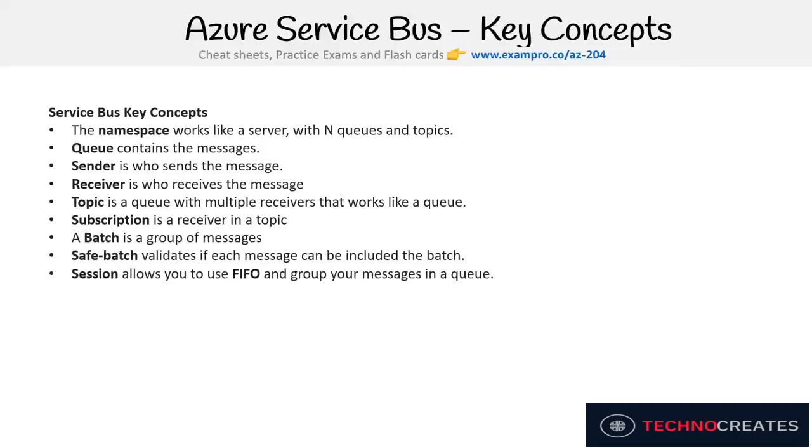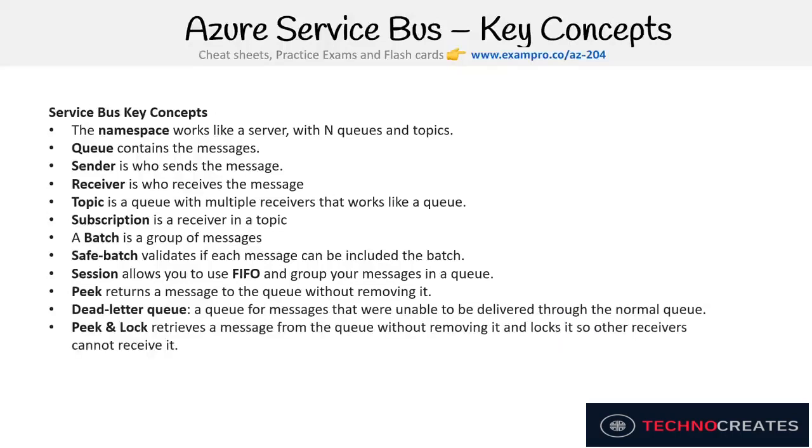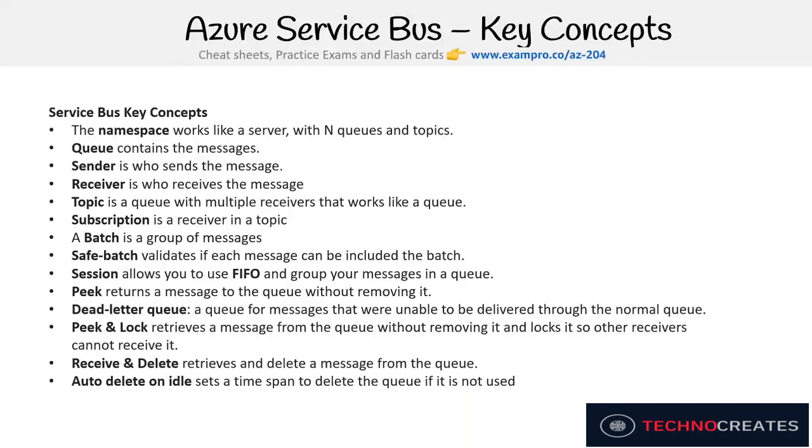Sessions allow you to use first in, first out, and group your messages in a queue. Peek returns a message to the queue without removing it. Dead letter queue is a queue for messages that were unable to be delivered through the normal queue. Peek and lock retrieves a message from the queue without removing it and locks it so other receivers cannot receive it. Receive and delete receives and deletes messages from the queue. Auto delete on idle sets a time span to delete the queue if not used. Duplicate detection history checks if the message was not sent earlier before sending it. There's a lot of stuff here, but don't worry, we're going to cover the most important stuff in the upcoming slides and in the follow along, okay?